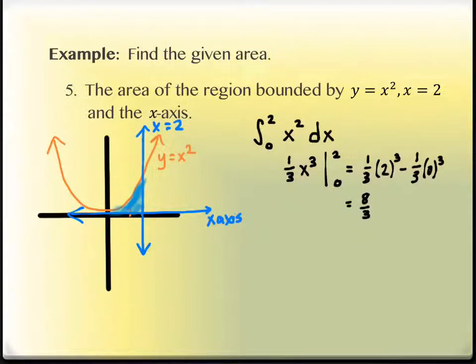On your screen, it says lower limit. What's the lower limit, or the left endpoint, that we're using for this problem? 0. So you can hit the number 0 and hit enter. Then it says upper limit. What's the upper limit we're doing? 2. So hit the number 2 and press enter.